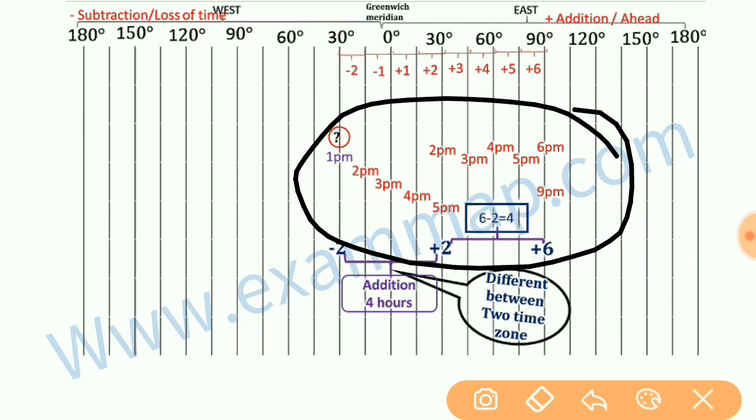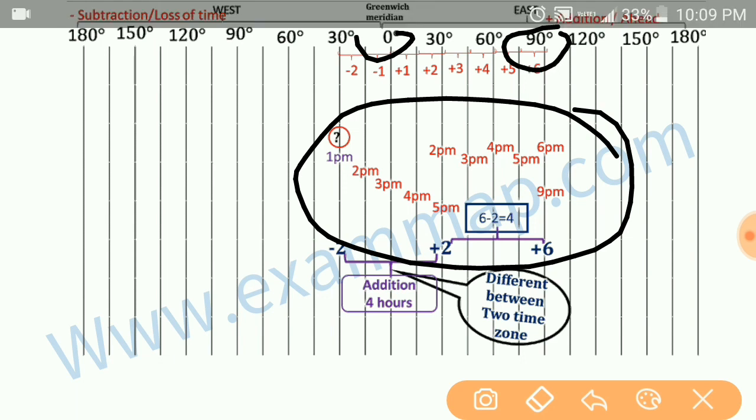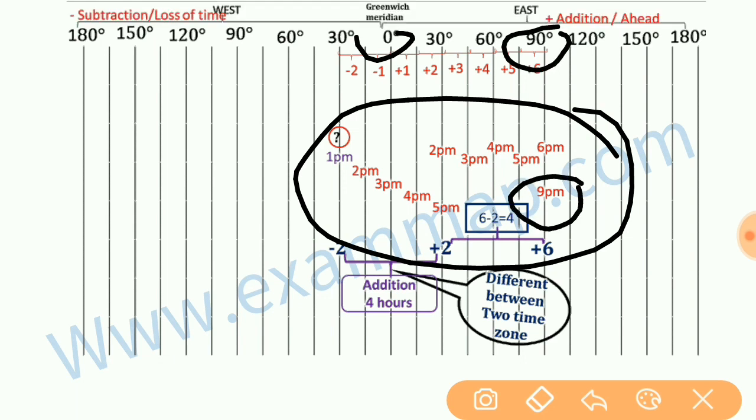Let's suppose from 0 degrees to 90 degrees, it's 9 p.m. If we want to calculate the difference between two time zones, let's take the example of 2 p.m. to 6 p.m. It is simply 6 minus 2 equals 4. So from 2 p.m. to 6 p.m. we have an addition of 4 hours.